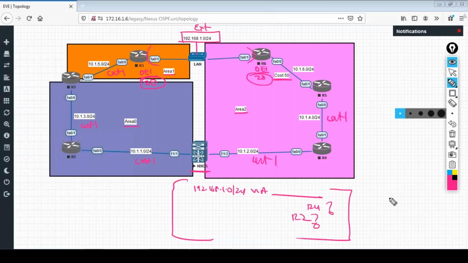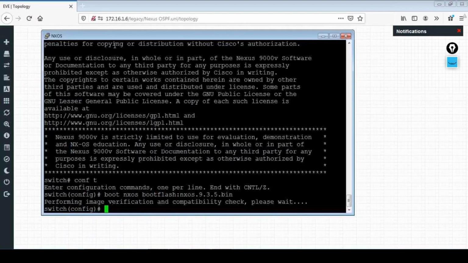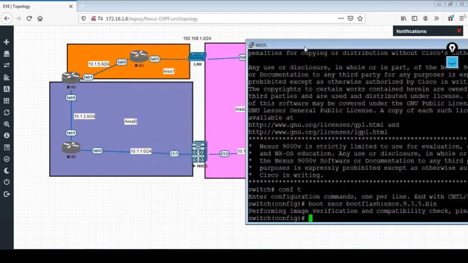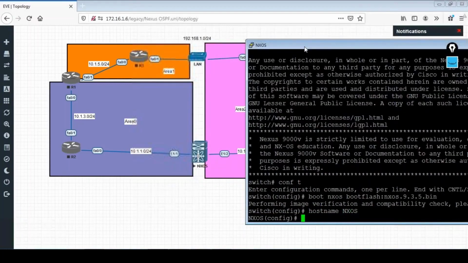R2, right, John, because of the cost. R2 because of the cost. Everybody agrees? Okay, this is up. I'm going to make some changes. Just give me a minute. Let me set this up.